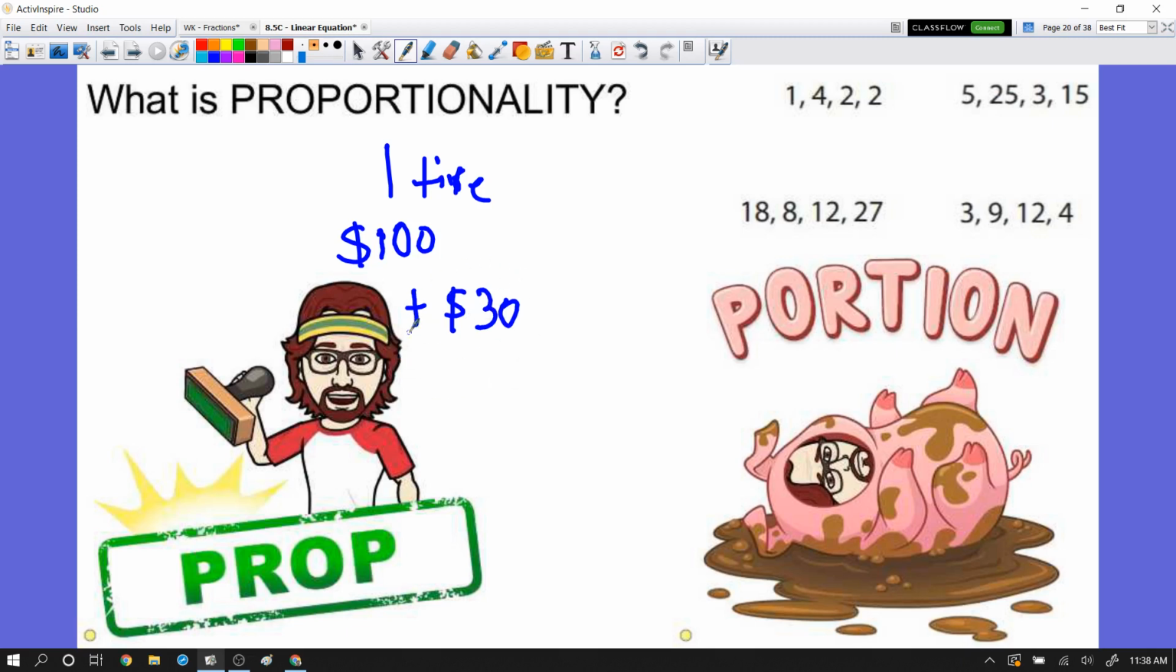If you buy one tire for $100 with a $30 installation fee, you would no longer be able to make the extrapolation or prediction on how many tires you could buy would cost X amount. There's always going to be that plus 30 that's throwing it off.